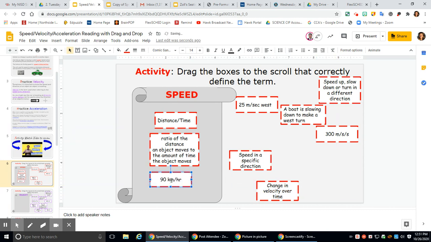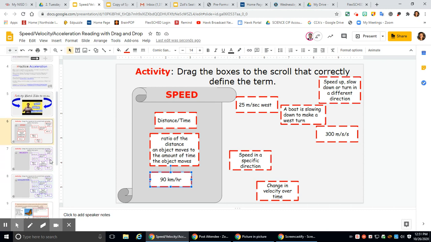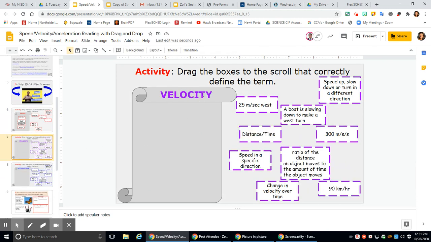90 kilometers per hour. Kilometers is your distance and hour is your time. Okay, speed in a specific direction, no. Change in velocity over time, no. 300 meters per second, no. Bolt slowing down to make a turn, no. 25 meters per second west, no. Speed up, slow down, or turn in a different direction, no.